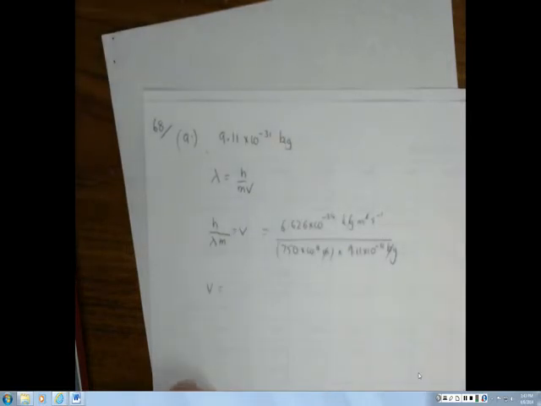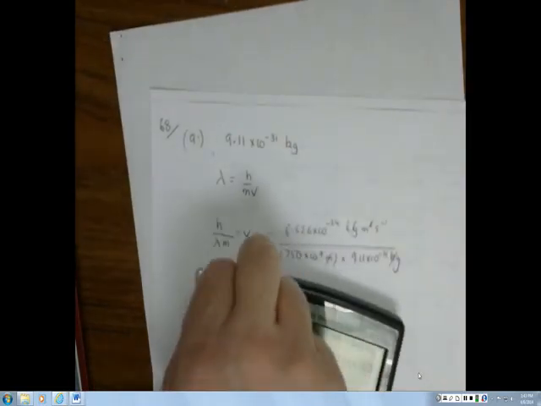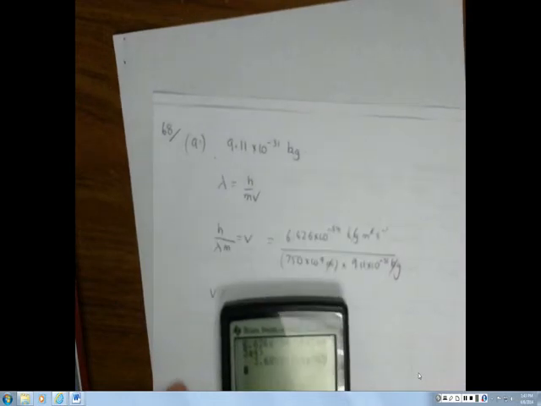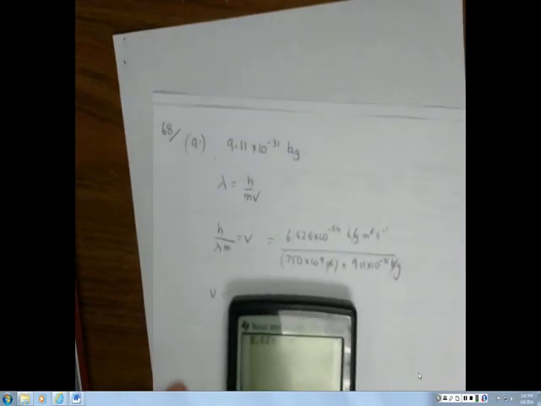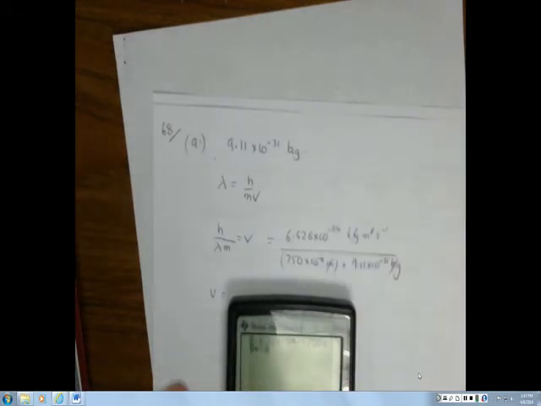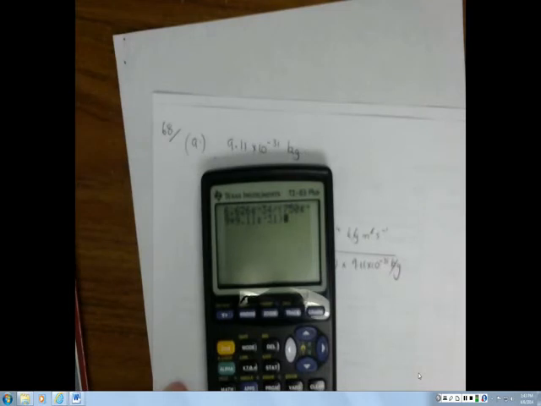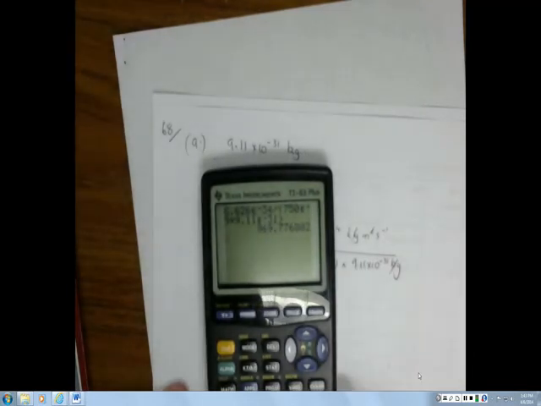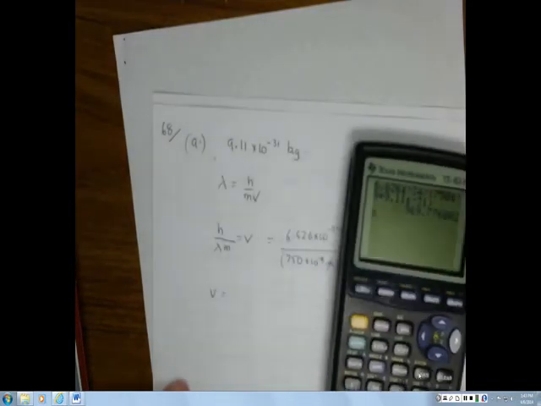So v equals 6.626 × 10^-34 divided by 750 × 10^-9 meters, times 9.11 × 10^-31. Put the whole thing in parentheses, it looks like that. Alright, enter. 969.78 meters per second.